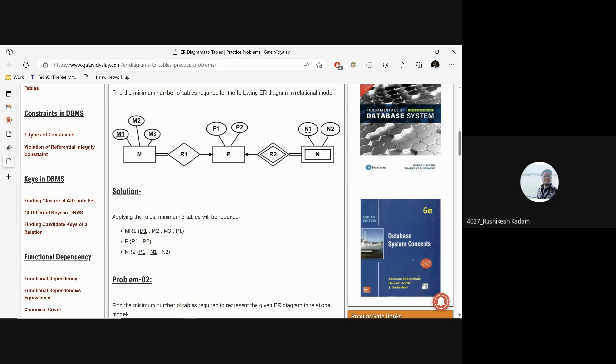Sir, why does that R2 have two boxes, sir? It is like saying weak relationship. So N is a weak entity and the relationship is a weak relationship. A normal relationship is put in one box, a weak relationship is put in two boxes. Okay, sir. Okay. Yes, sir.